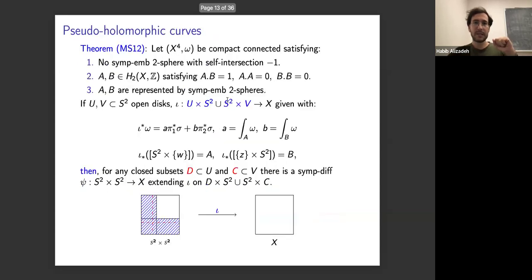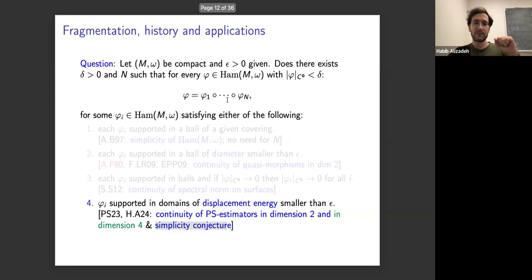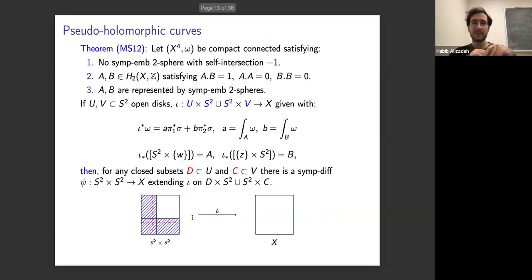Okay. So as I said, we proved fragmentation dimension 4 for the first time using pseudo-holomorphic theory, and the input from holomorphic theory is the following theorem, which most of you probably know. If you have a compact 4-dimensional symplectic manifold X, and let's assume that it does not have any embedded sphere with self-intersection -1.